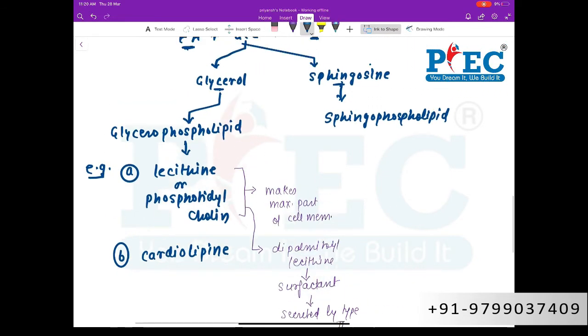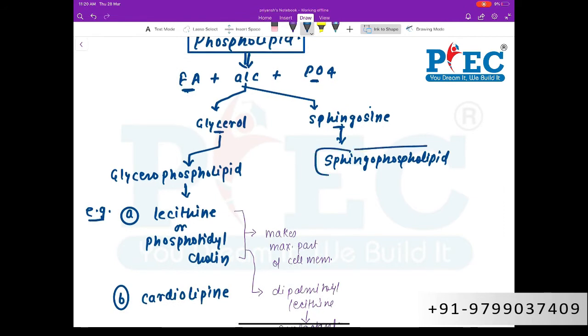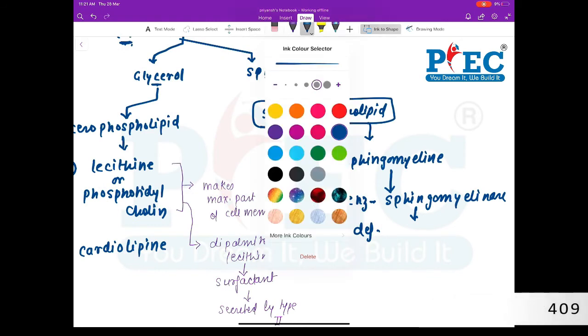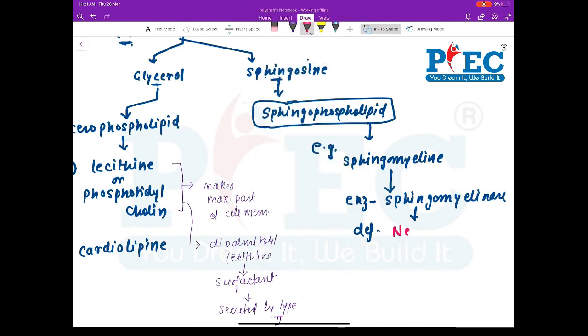Coming to sphingophospholipid. The basic constituents of sphingophospholipid are fatty acid, sphingosine and phosphate. An example of sphingophospholipid is sphingomyelin. Sphingomyelin is a molecule which makes the coverings of the neurons. The enzyme that is required to digest sphingomyelin is sphingomyelinase. If there is deficiency of this enzyme, it leads to a disorder called Niemann-Pick disease.